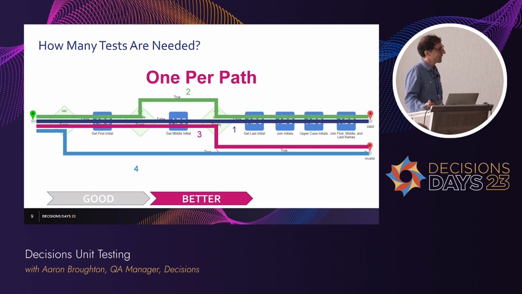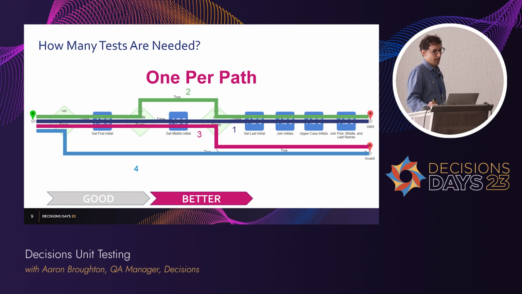So let's count the paths through this. We have 1, that's our happy path, 2, 3, and then 4. So with a flow like this, you should be aiming for at least 4 unit tests. This will be significantly better than just testing the happy path.